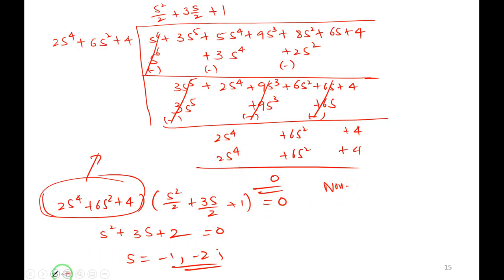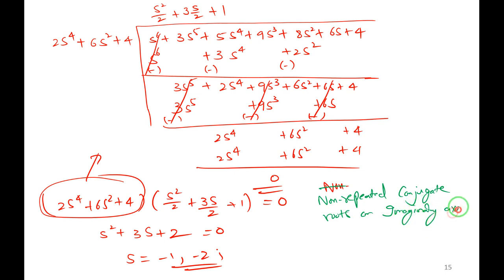Let me change the ink. Non-repeated conjugate roots on imaginary axis. So given system is marginally stable.